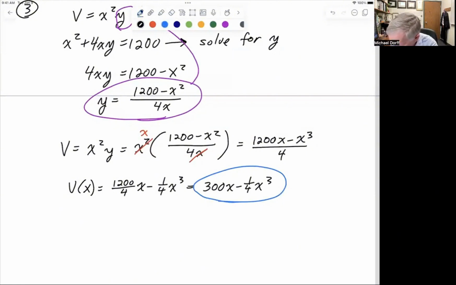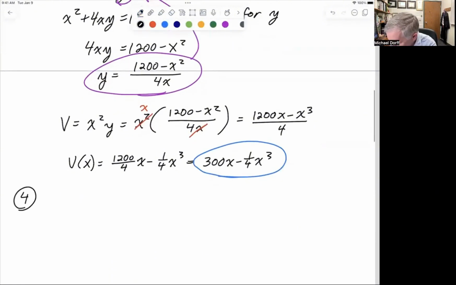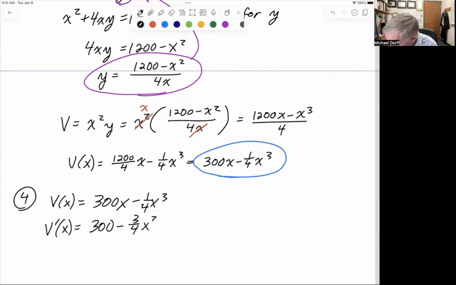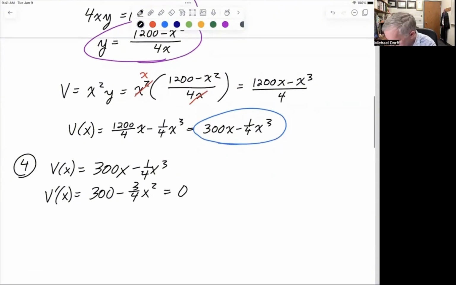So now in step 4, we're going to use the second derivative test on this one to find the critical numbers and then find out which critical number gives us a maximum. So I've got my function v of x equal to 300x minus 1/4 x cubed. So I take the derivative there and I get 300 minus 3/4 x squared, and I set it equal to 0 because I'm finding the critical numbers.